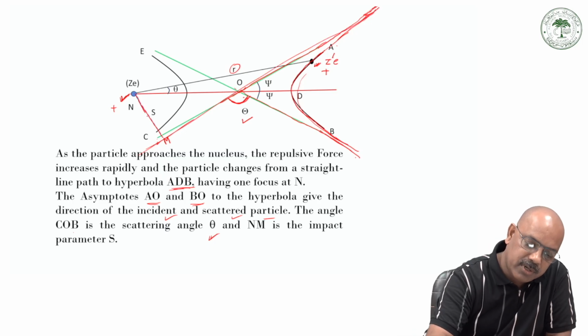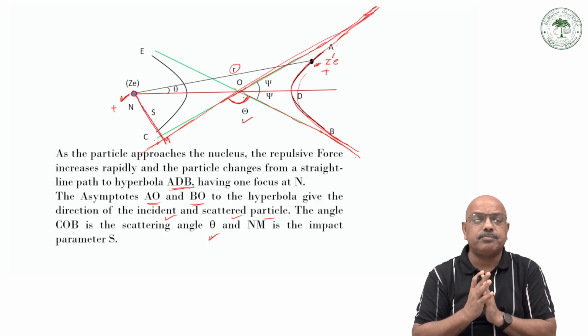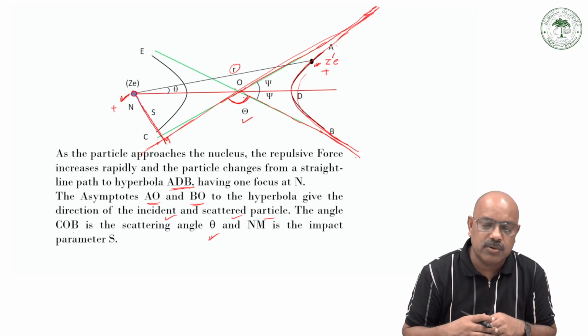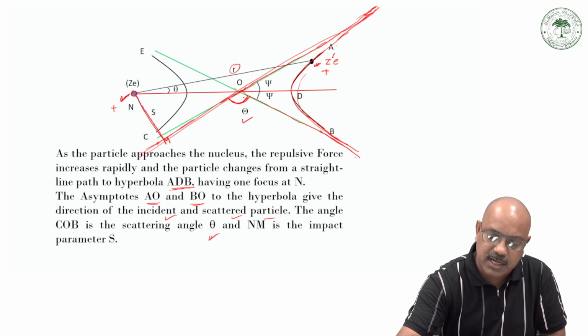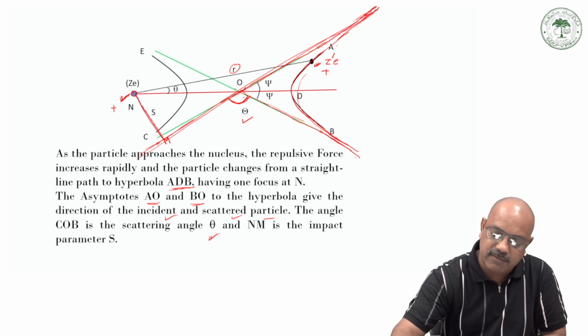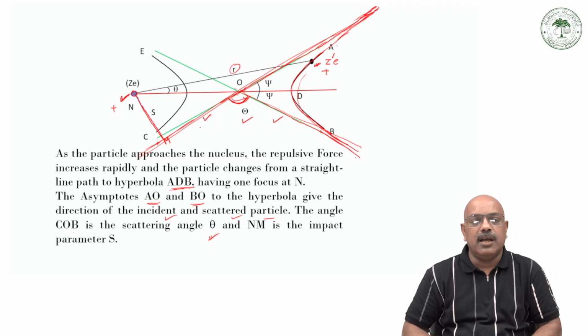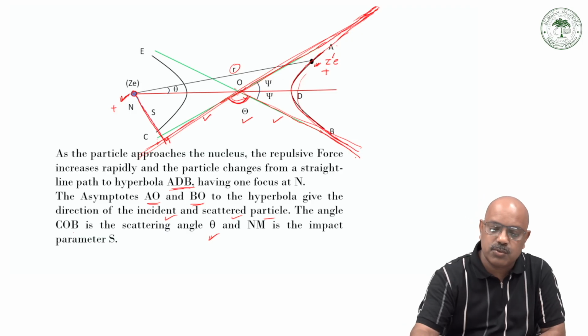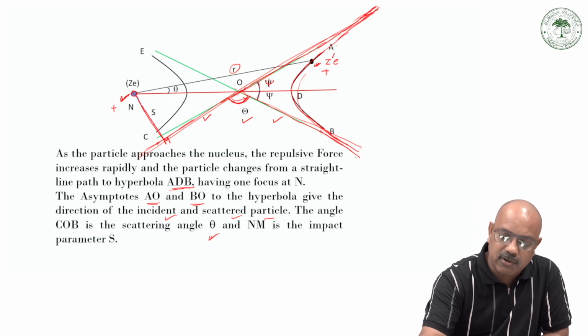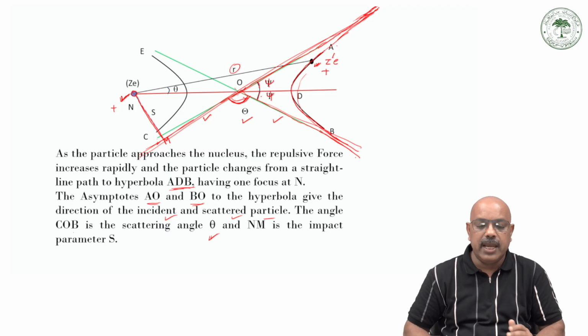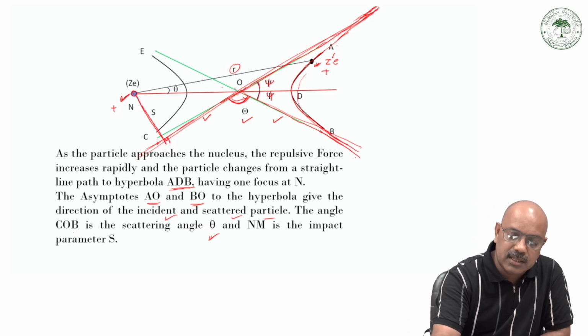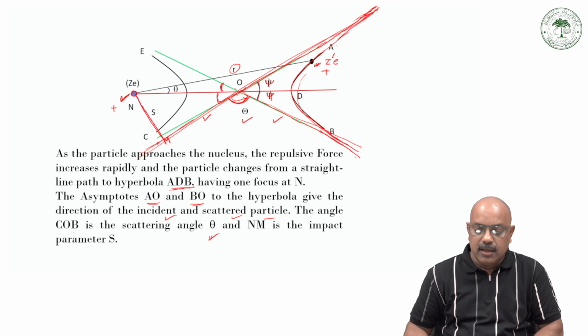Okay, and if you draw a perpendicular from the center of force to this, this is going to be the impact parameter. This is a straight line when the particle is coming straight, and then from here it is deflected, so the angle between the incident and the deflected ray is going to be your scattering angle. Okay, so this angle is psi. We have already discussed the angle between the periapsis and the incident direction. So this angle and this angle are the same. So this is what is happening.